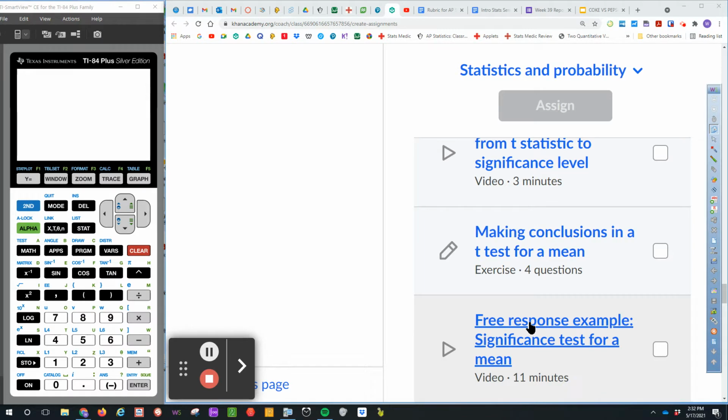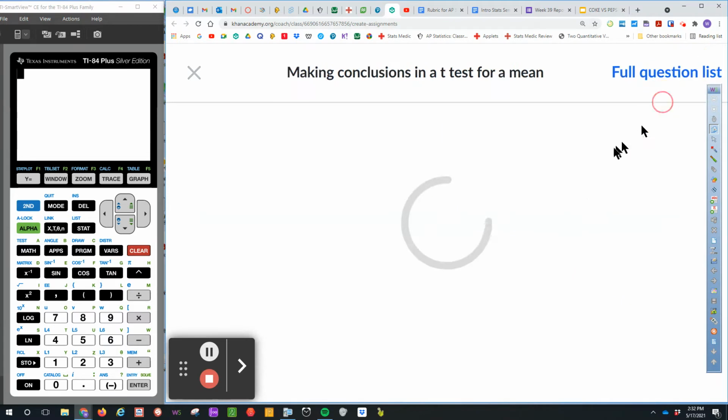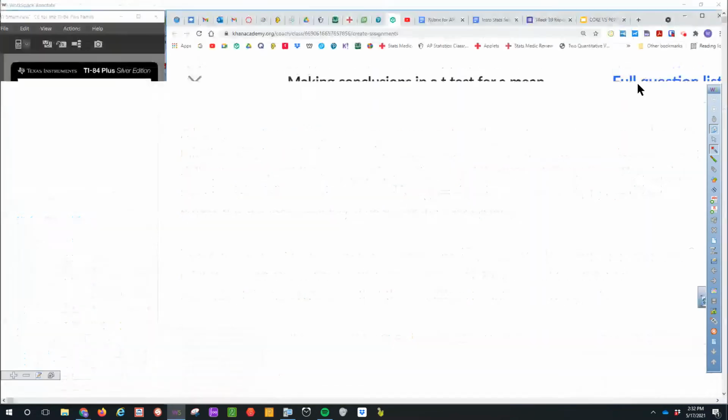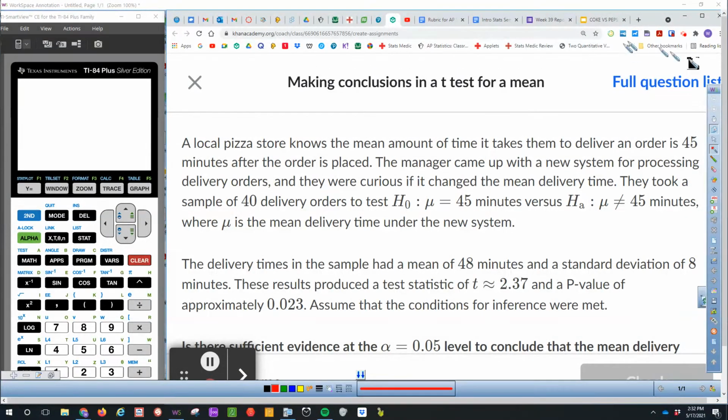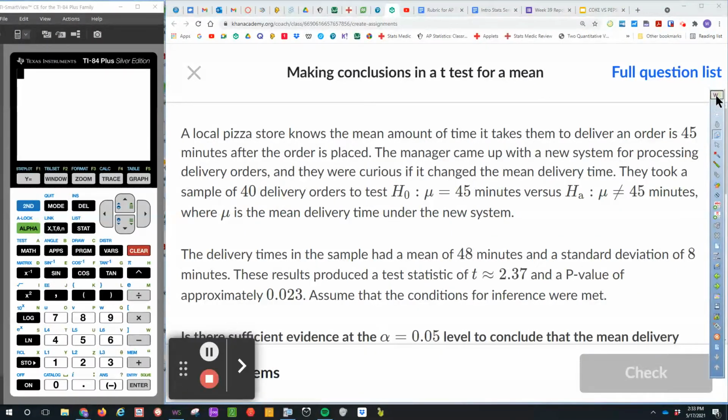So today we're going to do one exercise on making conclusions in a t-test for a mean. So let's go through a question here.